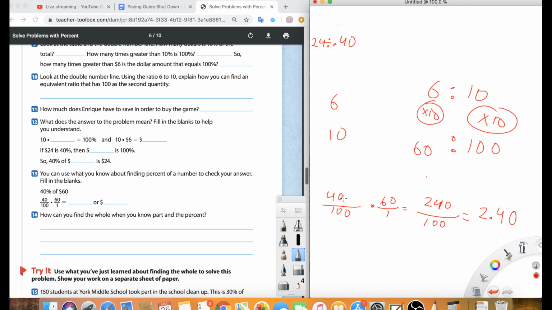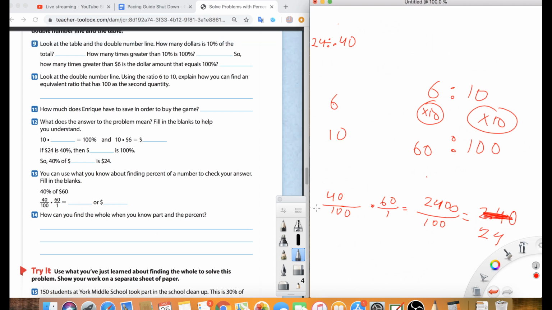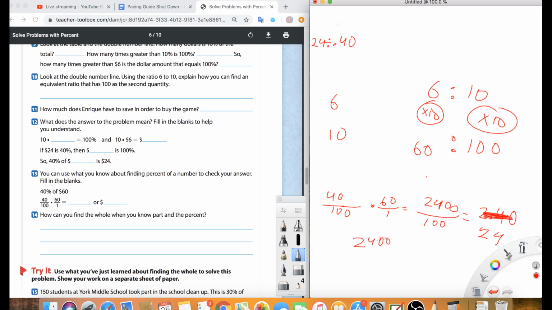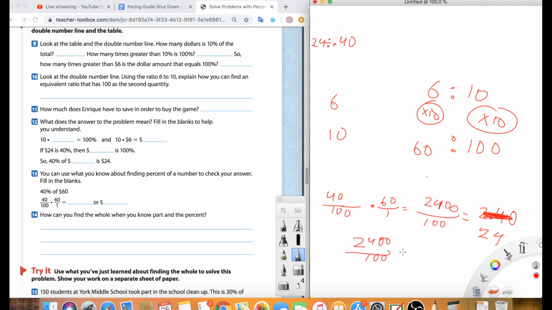Oh, I messed up here. 40 times 60 should give us 2 zeros like this. So we should divide it like this. When we divide this, we get $24. So 40% of $60 is $24. So we can say it's 2400 over 100 or $24.